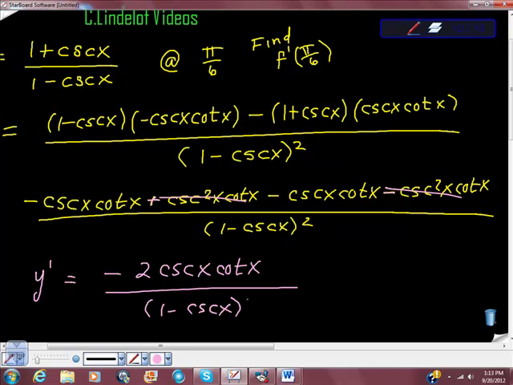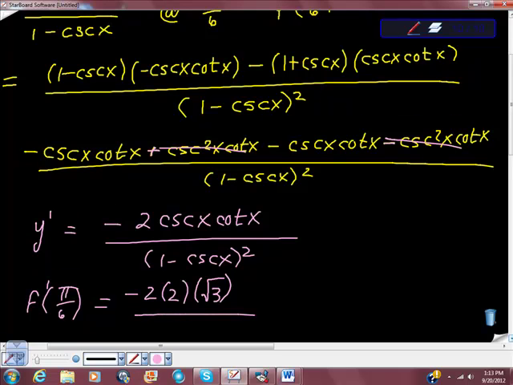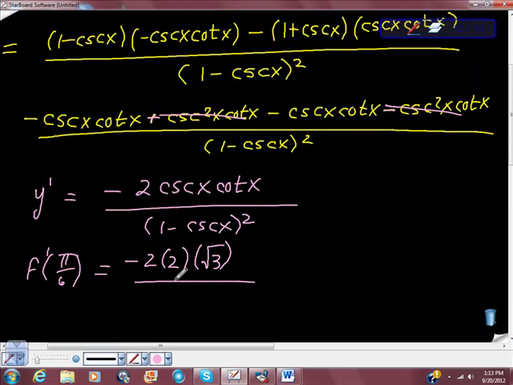cosecant x quantity squared. And if you remember at the very beginning of the problem, we were asked to find f prime at pi sixth. So we have f prime at pi sixth, which would look like this. I'm taking these trigonometric values and putting them in, so the replacement, this negative 2 is this one. But cosecant of pi sixth is 2. Cotan of pi sixth is square root 3 all over, and it's 1 minus 2, so I'm just using the same rule at the bottom here, squared.